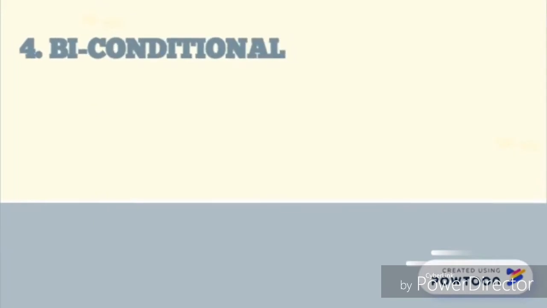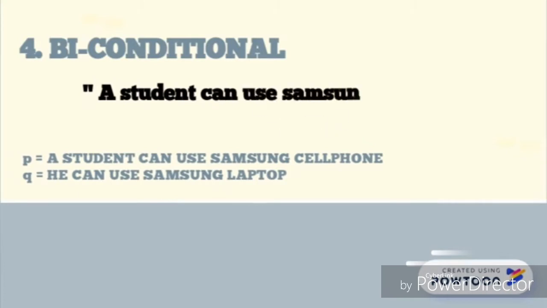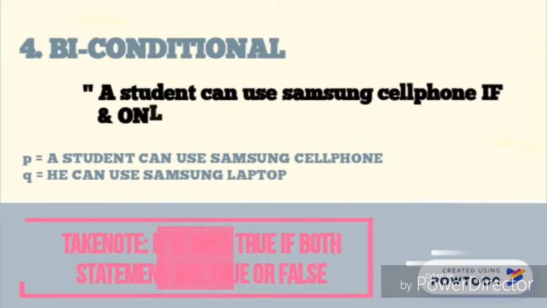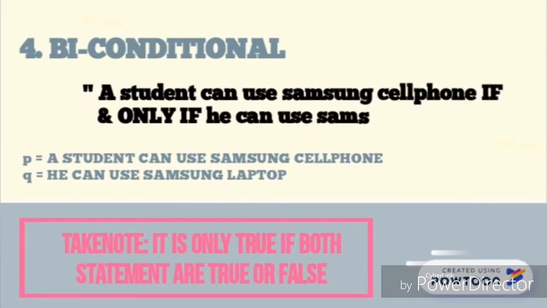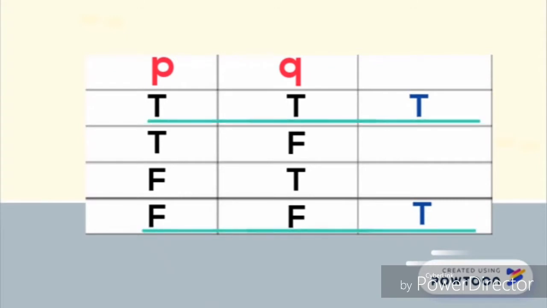Number 4, biconditional. A student can use Samsung cell phone if and only if he can use Samsung laptop. P is equal to a student can use Samsung cell phone. Q is equal to he can use Samsung laptop. Take note, it is only true if both the statements are true or both false. The given are the same. The first and last row of P and Q will become true and the rest will become false.